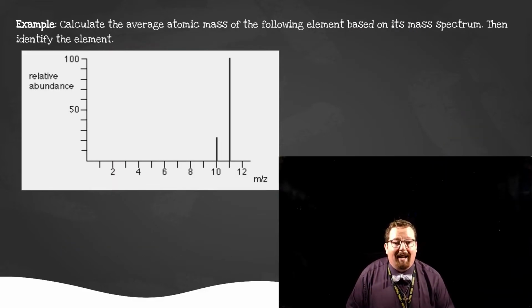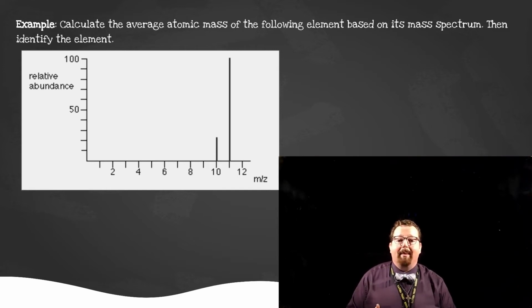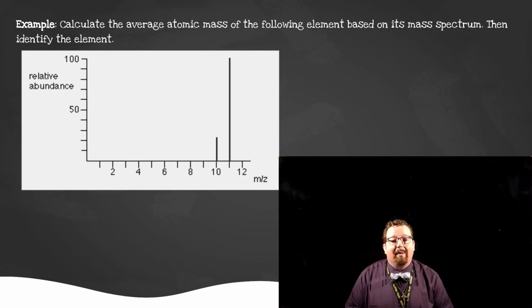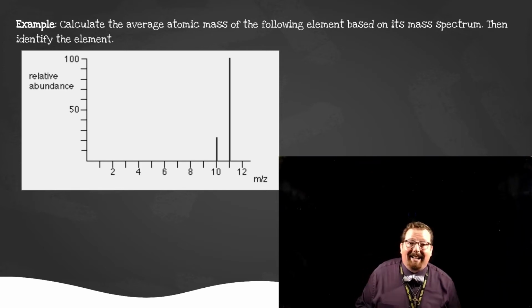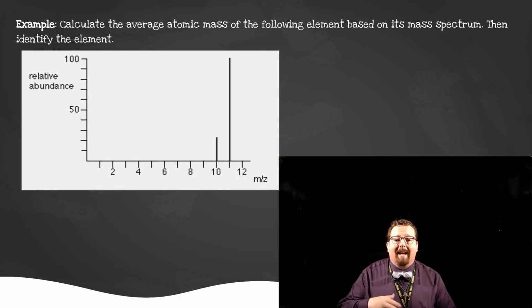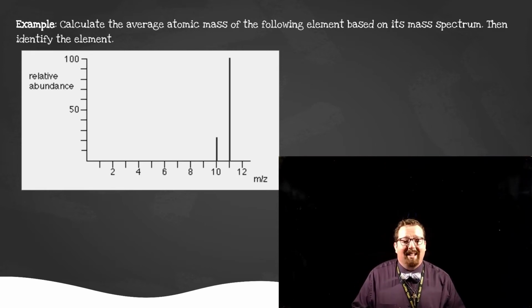Okay, this question asks us to calculate the average atomic mass of the following element based on its mass spectrum, and then determine what element it is. As we said earlier, you need to know the masses and the relative abundance of each isotope in order to find the average atomic mass, and we can find those by reading the mass spectrum. When you do this on the AP exam, you might see a graph similar to this. You may notice that it's not exactly super easy to read, and different students might read it slightly differently.